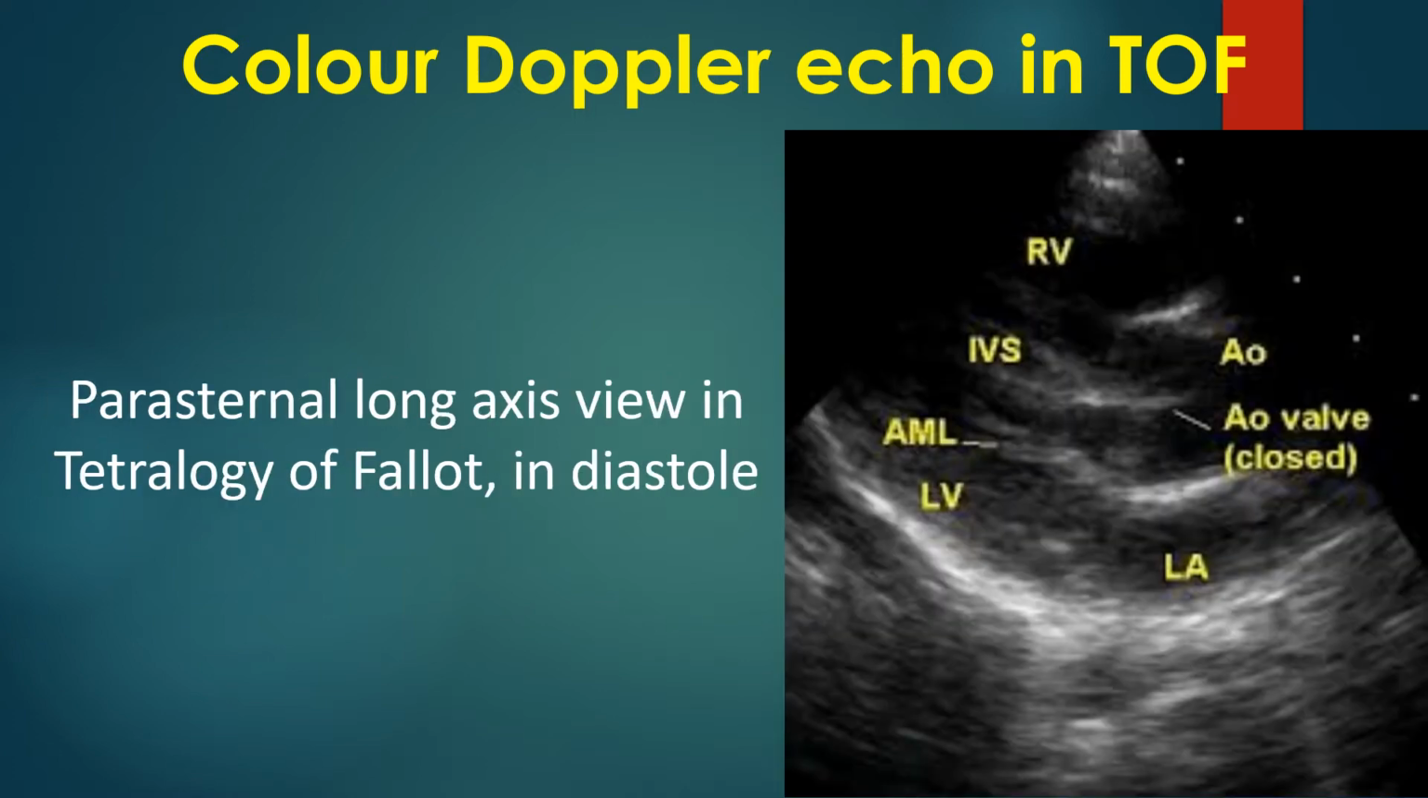Parasternal long axis view in tetralogy of Fallot, diastolic frame showing the aortic valve in closed position and mitral valve in open position. The aortic valve appears to impinge on the ventricular septum, but the ventricular septal defect with aortic override and connection between the right ventricle and aorta is evident just above the septum.